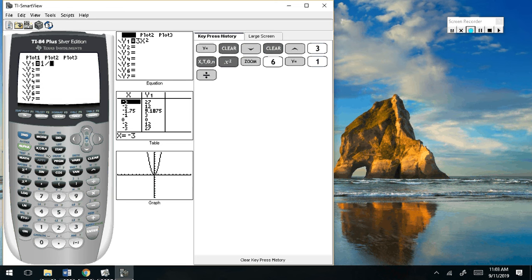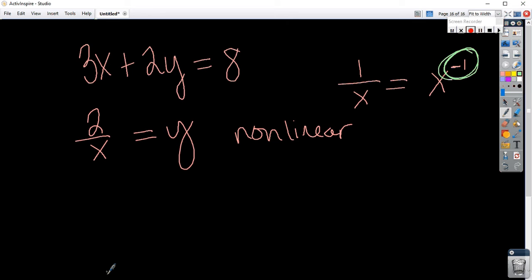1 over x graph. Is that a linear function? Does that look like a line graphed on there? No. It is not linear. It's not a linear function, so graphically I can tell it's non-linear. And then algebraically, because there's an exponent other than 1 here, it is not.